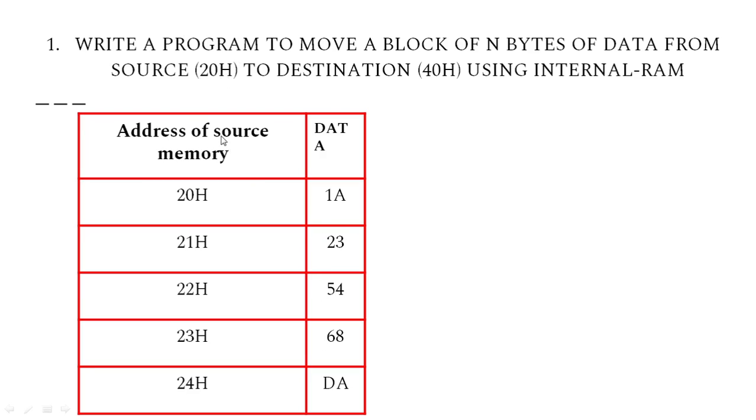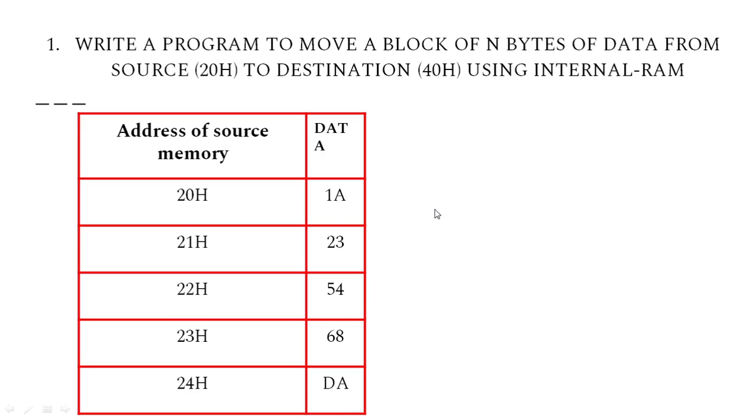We can understand that 20H is the source, where we need to give an input. So the address of the source memory is 20H, and they have mentioned that n bytes of data has to be moved. N bytes means you can take any number of bytes. I am here considering 5 bytes: 20, 21, 22, 23, 24. These are the addresses. At these addresses I am giving data. The user has to give this data, 1A, 2, 3. These are some sample data. Right. So now this data has to be moved to 40H.